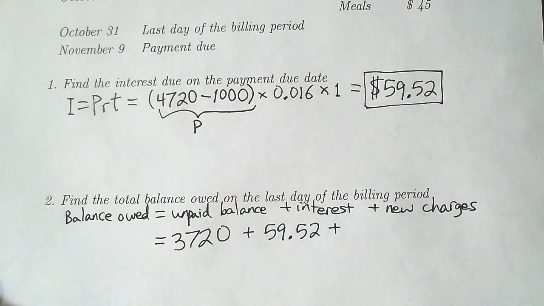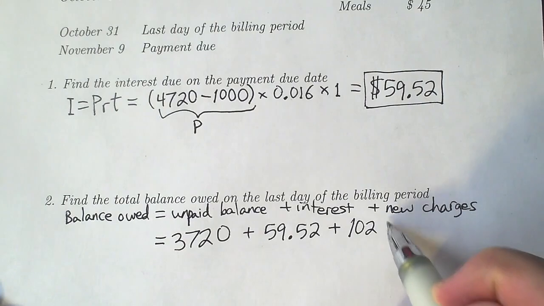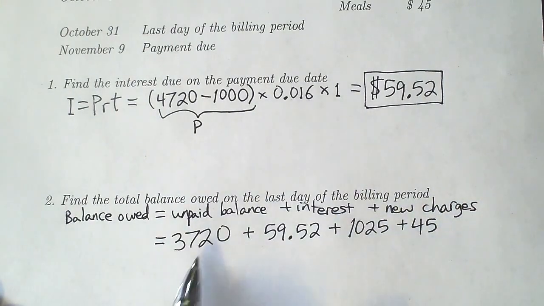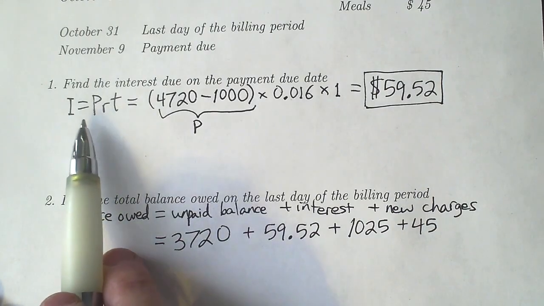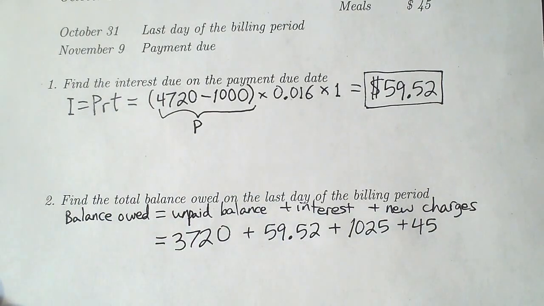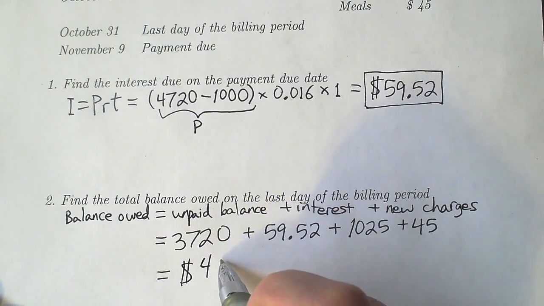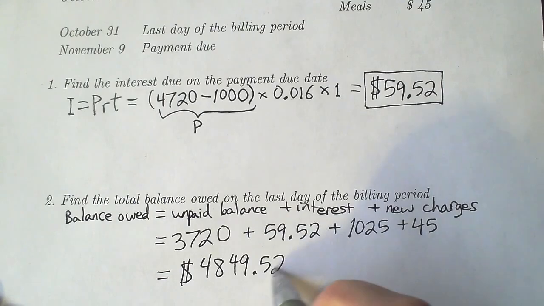And then the new charges, which in this problem, it looks like there were 2 of them, the 1,025 and the 45. Yeah, so I guess the important formulas to know are the I equals PRT and this balance owed formula. So with a calculator, I got 4,849.52.